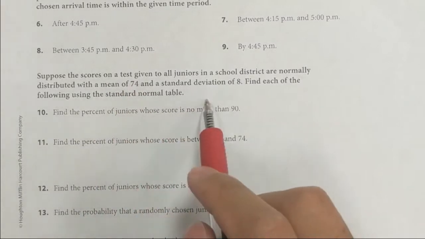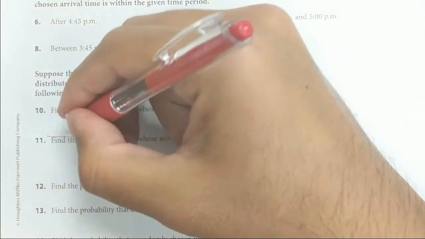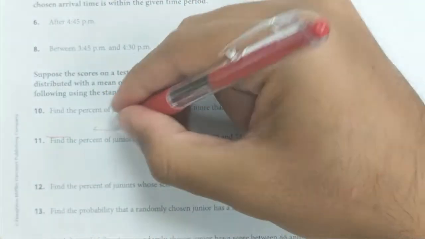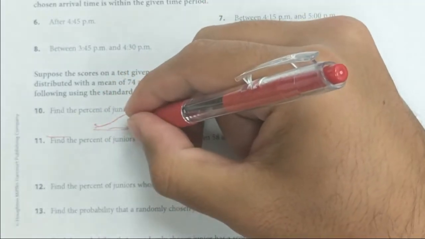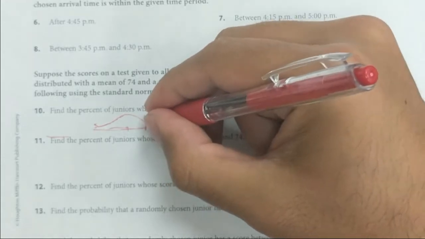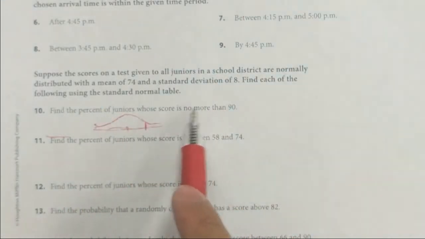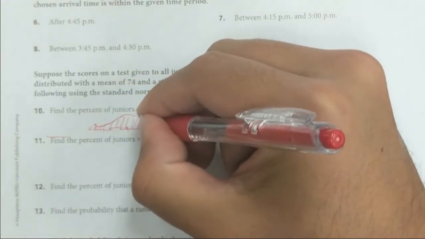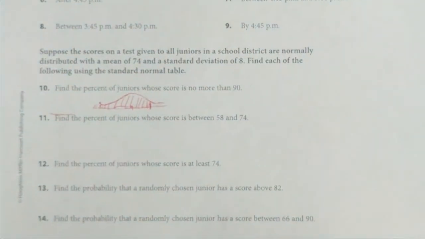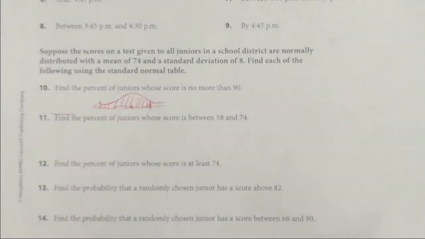Okay, so find the probability or the percent of juniors who score no more than 90. The mean is 74, so 90 would be above that. And we want the people who score no more than 90, which means lower than or equal to. So we're looking for this section of the graph, which is good for us because the z-table tells us that section to the left of the value.